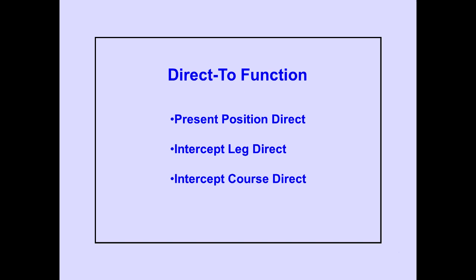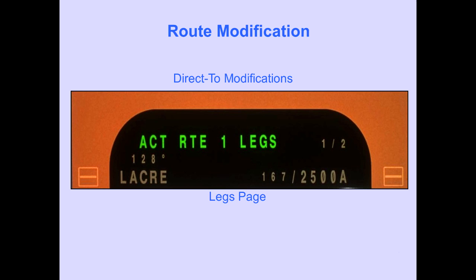Finally, let's discuss route modification using the direct to function. This discussion will include methods to fly present position direct, intercept a leg direct, and intercept a course direct. Direct to modifications are made on the legs page.